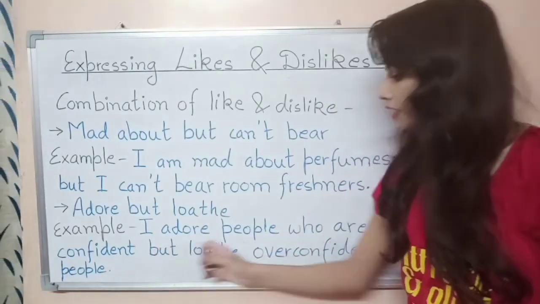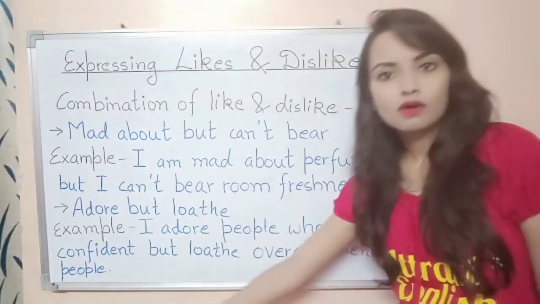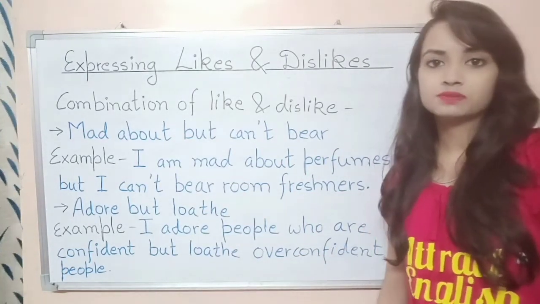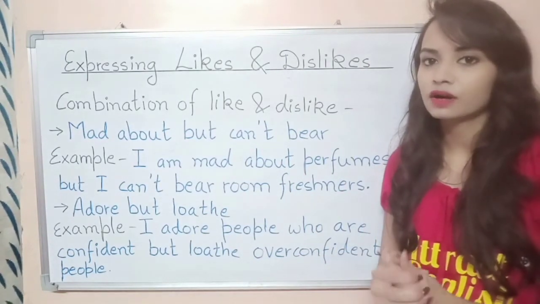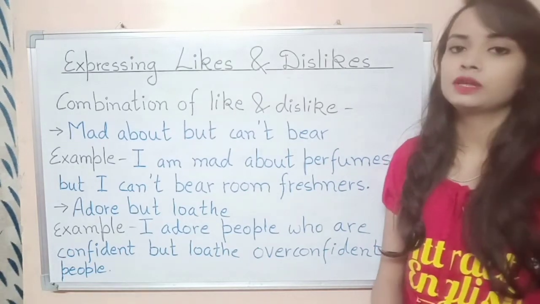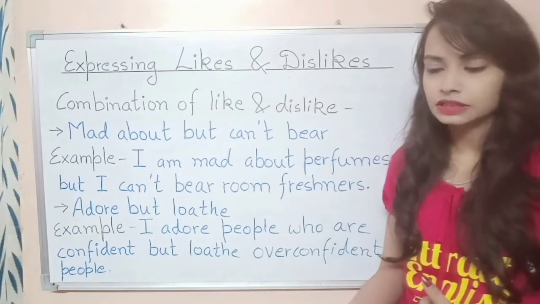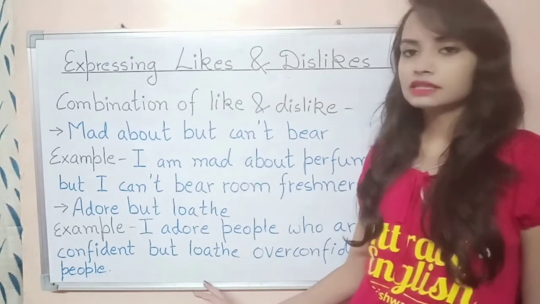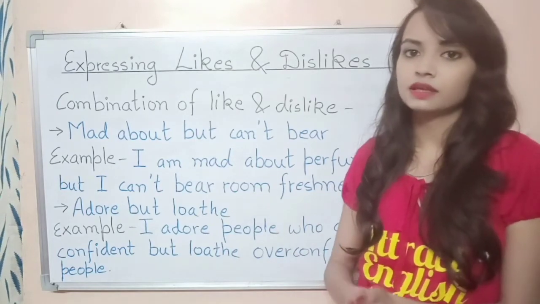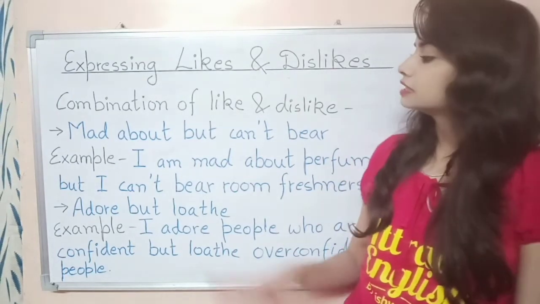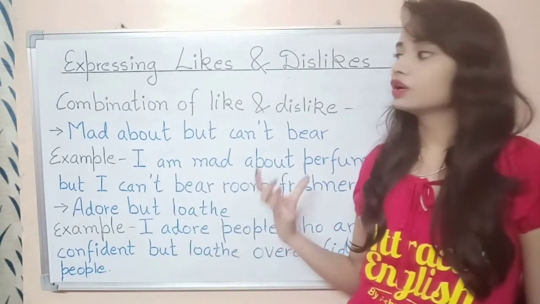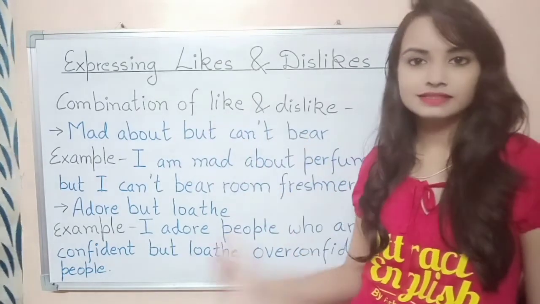Example, I adore people who are confident but loathe overconfident people. It means I like people who are confident, but I just don't like the people who are overconfident. So again, by using this, I have expressed two different feelings for two different things in one single sentence. So these are two ways of talking about or expressing a combination of like and dislike.